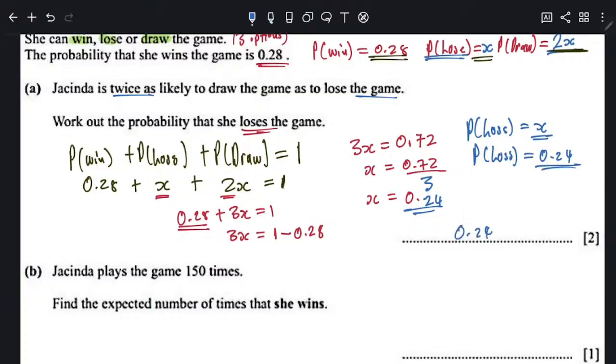Why did I divide by 3? We took this 3 to the other side. It will now divide, okay? Now you have taken it.